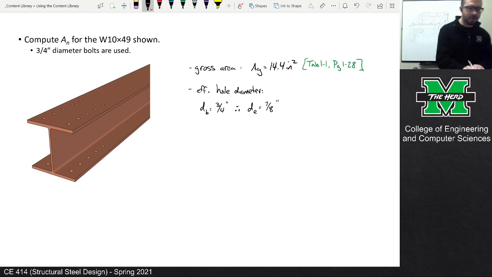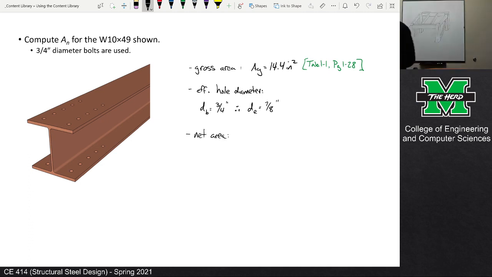So we know the effective hole diameter. Now let's talk about the net area. Looking at this schematic, I want somebody to help me out. How many bolt holes do you think we're going to subtract? 4. Okay, that's exactly right. Now, am I missing something? I feel like there's a data point that I need that I don't have.